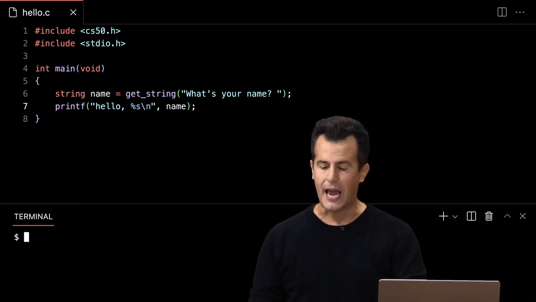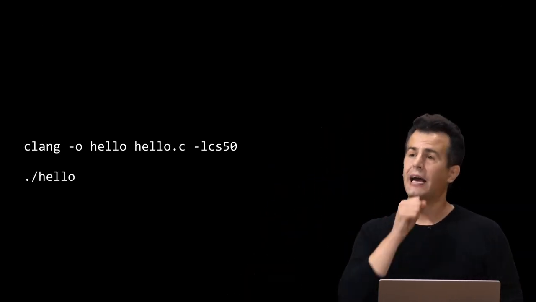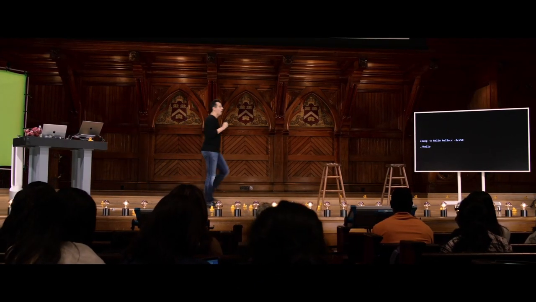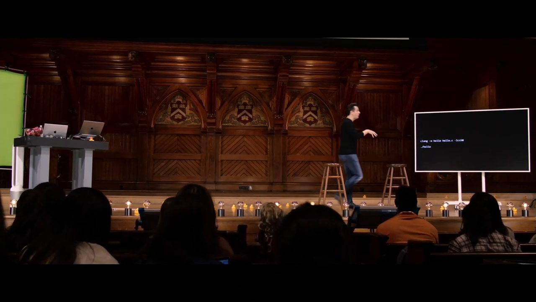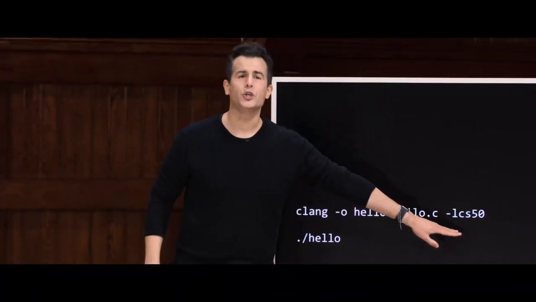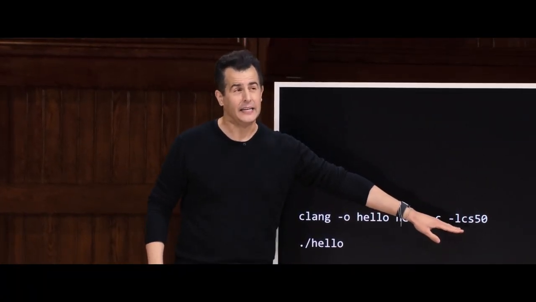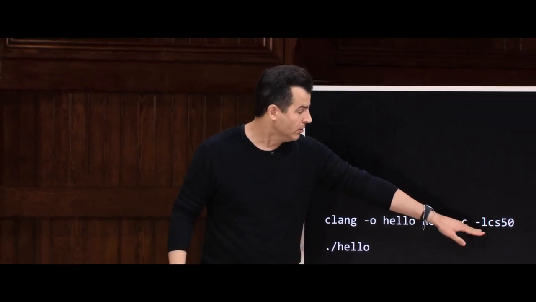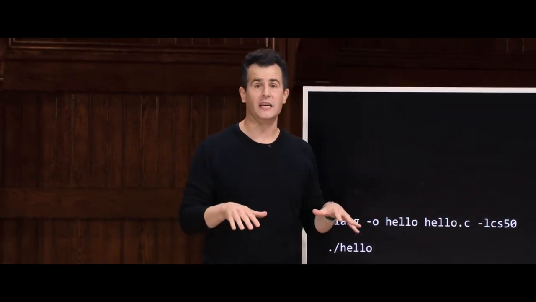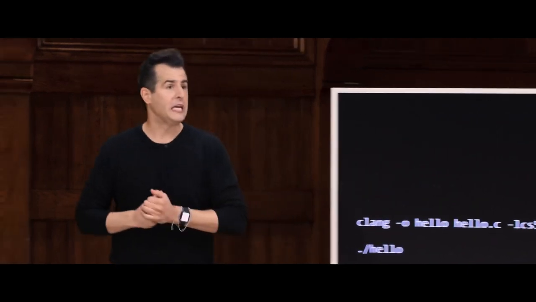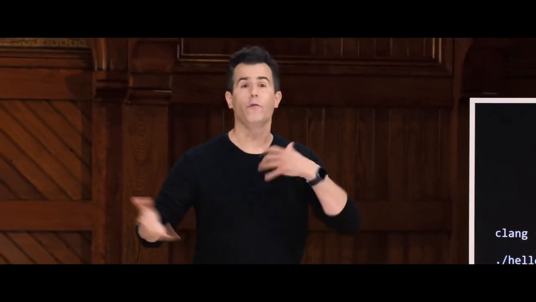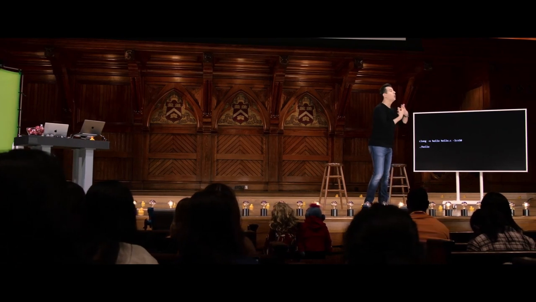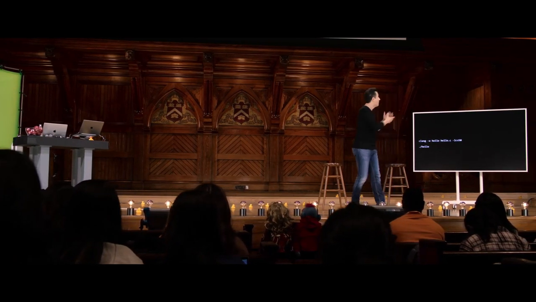And let me propose now that we run this command instead. Almost the same as before, clang -o hello, then hello.c, but with one additional command line argument at the end. And this is a -l, not a number one, so -lcs50 with no space in between those two. Now, the l is going to result in all of those zeros and ones that actually were written by CS50 being linked into your code, your few lines of code or mine here.